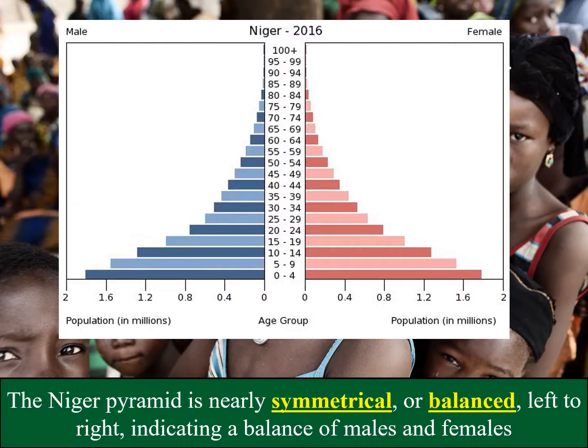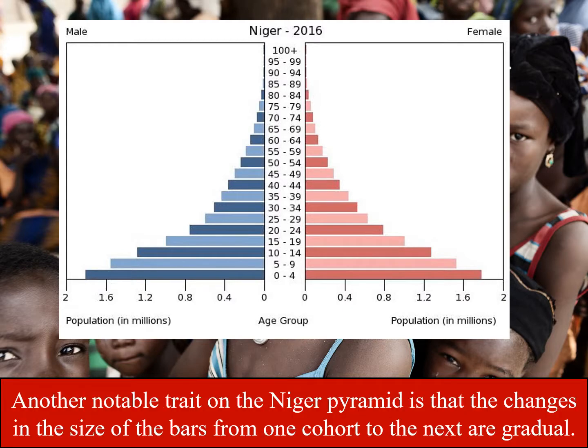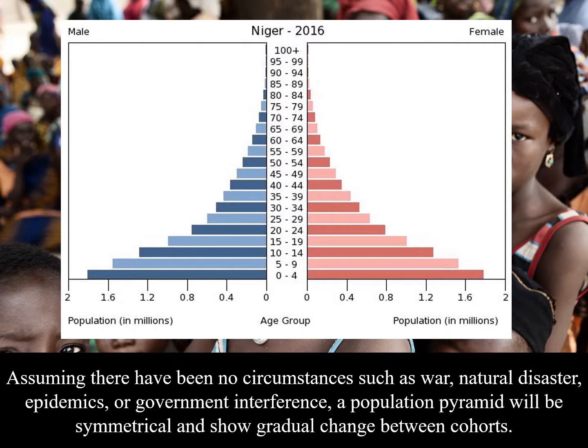Common patterns. The Niger population pyramid is nearly symmetrical or balanced left to right, indicating there's a balance of males and females. But again, a very fast growing population as we see each new generation getting significantly larger than the previous. Another notable trait on Niger's pyramid is that the changes in the size of the bars from one cohort to the next are gradual. Assuming there's been no circumstances such as war, natural disaster, epidemics, or government interference, a population will be symmetrical and show gradual change between cohorts.